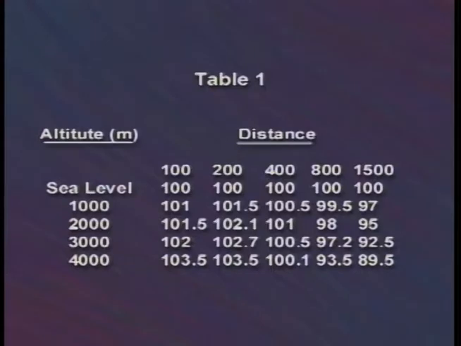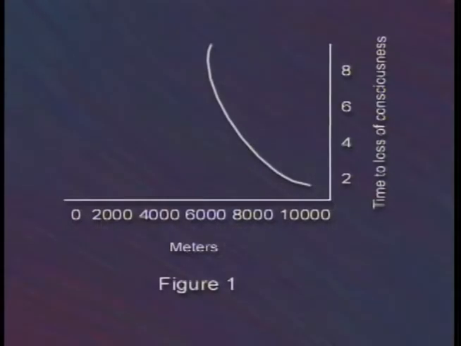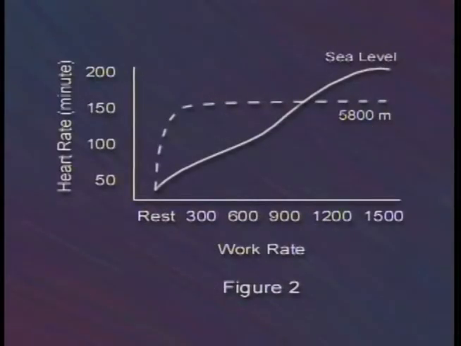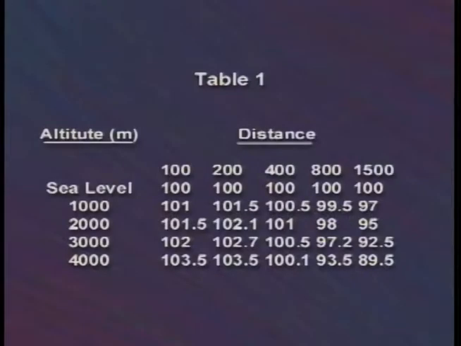Well, here we have 3 experiments demonstrating how changes in altitude affect human performance. Experiment 1 shows how long it would take to lose consciousness given sudden exposure to various altitudes. Experiment 2 shows changes in heart rate due to different work rates for 2 different conditions, sea level and an altitude of 5,800 meters. Experiment 3 shows the effects of different altitudes on athletic performance, specifically changes in running speed at different distances. Okay, let's discuss the questions.